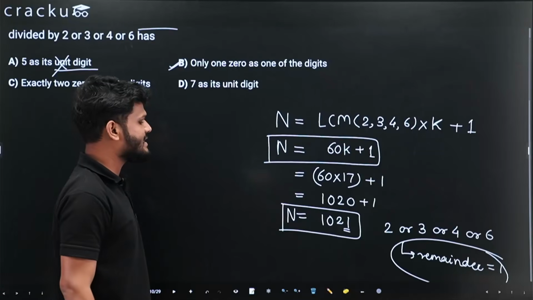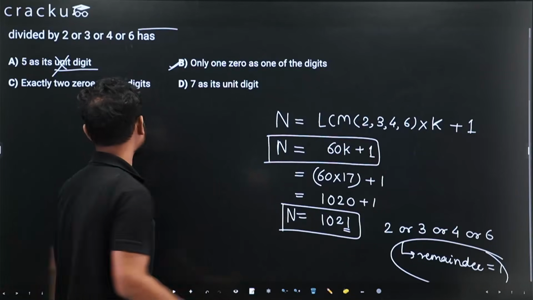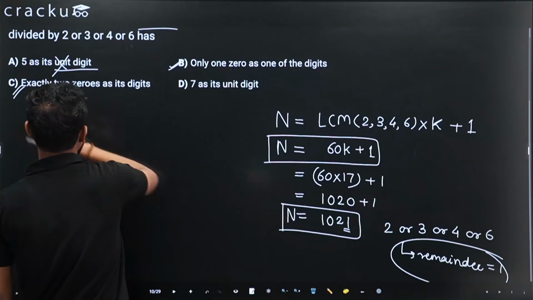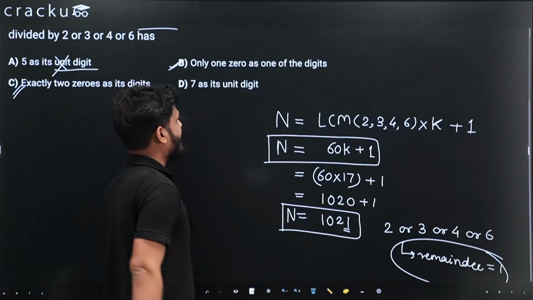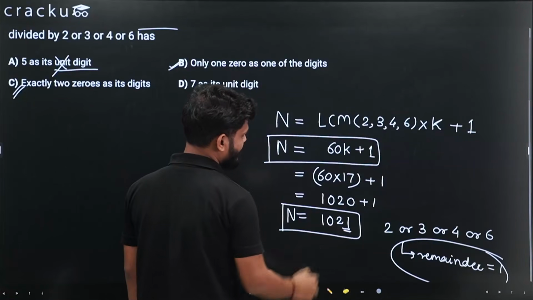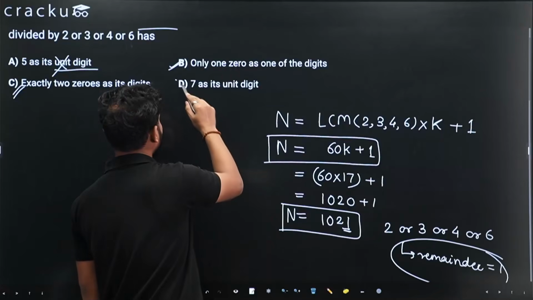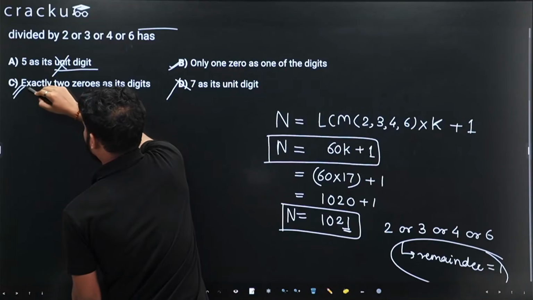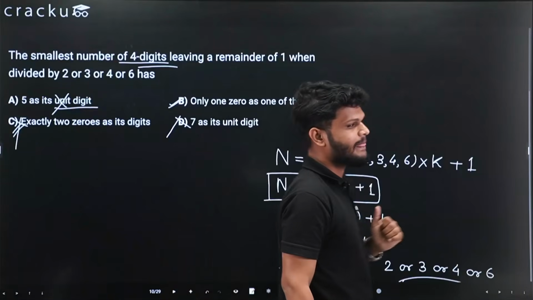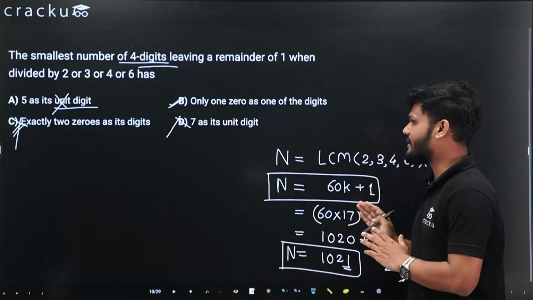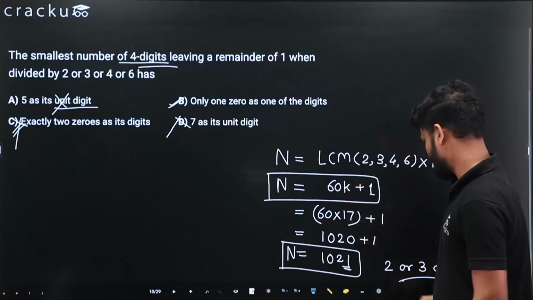Exactly 2 zeros as its digits. No, it has only one 0. It doesn't have 2 zeros as its digits, so it is wrong. 7 as its unit digit. Is there a 7 at its unit digit? No, it is 1. This is also wrong. So A, C, D are wrong. Only option B is the correct one. So this is how you find the solution for this question.